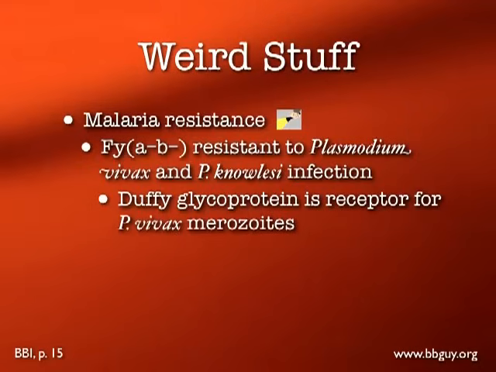People who are Duffy A negative, B negative, FY A negative, B negative, are resistant to both Plasmodium vivax and Plasmodium knowlesi infection, and that's probably because the regular Duffy glycoprotein, which is not seen in people with the FY-FY genotype, is the receptor for those Plasmodium merozoites. So without those, they have significant resistance to different forms of malaria.